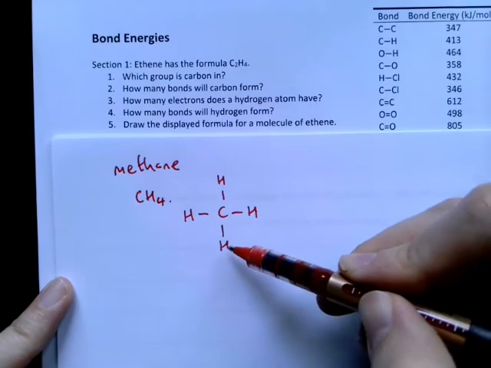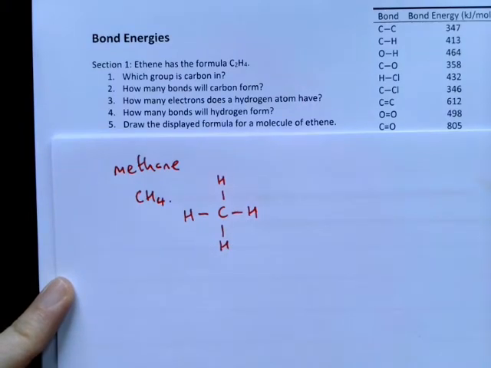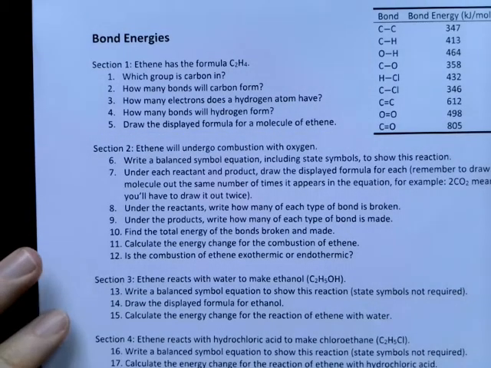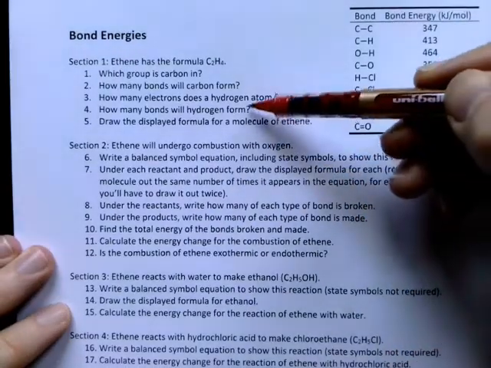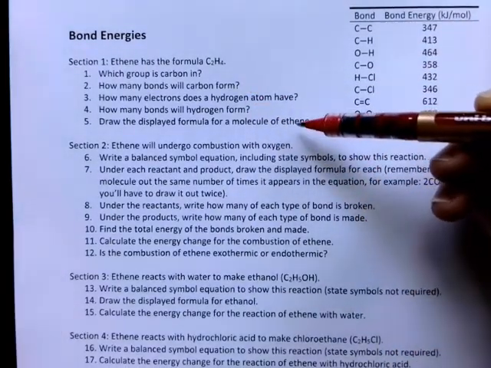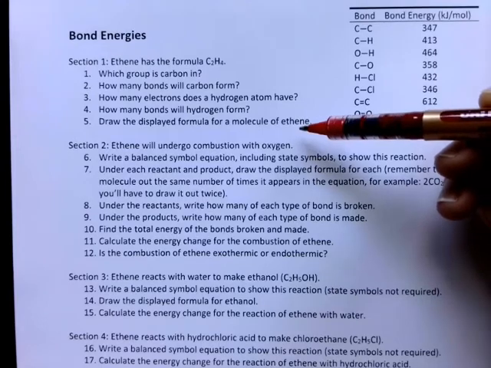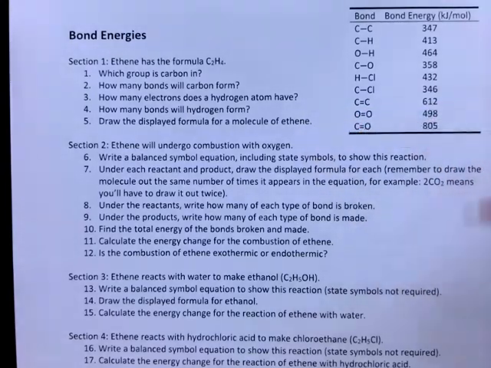So I can see that in methane there are 4 carbon-hydrogen bonds. And the information here will help you draw that formula. Now remember, there might be single bonds, there might also be double bonds in there.